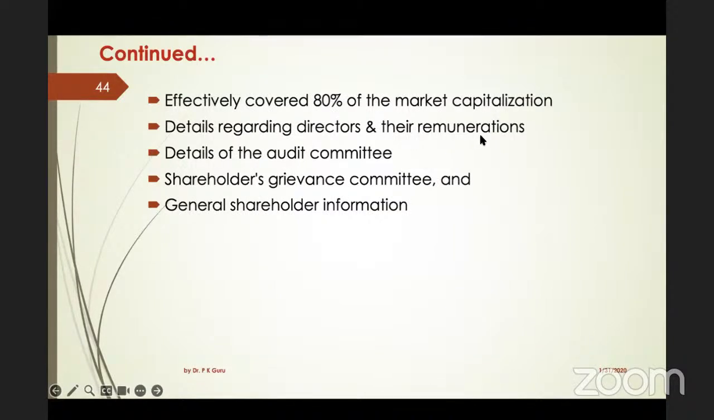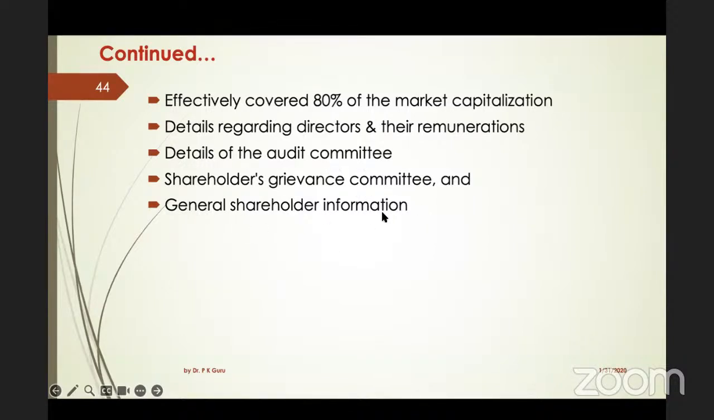Details regarding directors and their remuneration, this was also to be given. Details of the audit committee, how the audit committee will function and who will head the audit committee, all those details were given. Then the shareholders grievance committee also came up. These committees are subcommittees of the board, means directors are there in these committees. The company secretary can help, or some other officer who can be designated to help this committee, but the members will be some members of the directors.